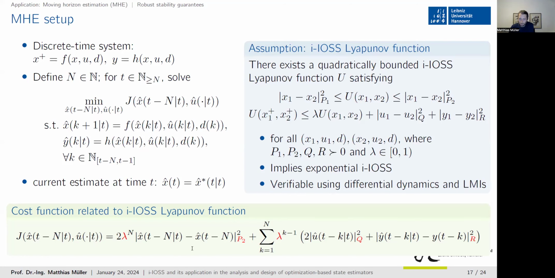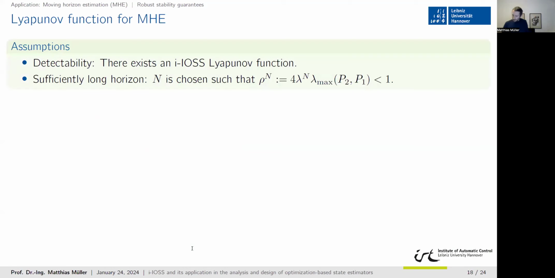Now, using this cost function, we can derive the following stability properties for the resulting estimator. We assume, as I mentioned on the previous slide, that there exists this incremental ISS Lyapunov function, and then I have a condition on how large I need to choose my horizon length n, so how many measurements I take into account, how long I look in the past. This is such that this constant has to be strictly less than 1.